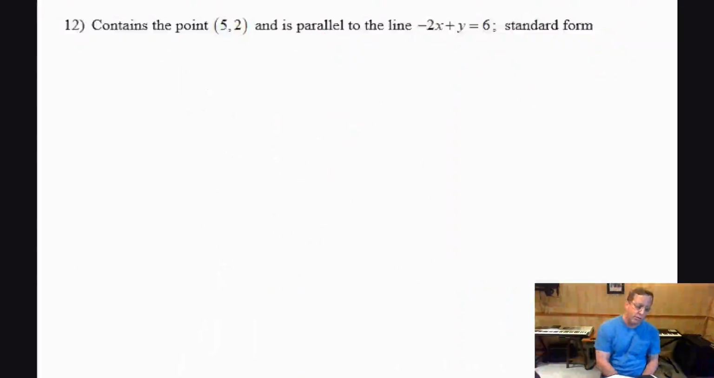All right, so for number 12, we want to use the point 5, 2 and we want it to be parallel to that equation. Now the equation that it is in right now is not in any specific form. It almost looks like it's in standard form, but not quite. So let's get it in slope-intercept form. Let's get the y by itself.